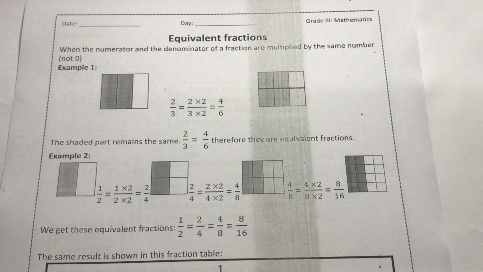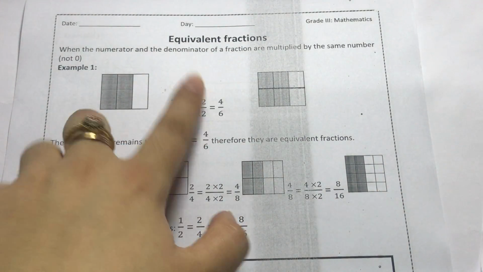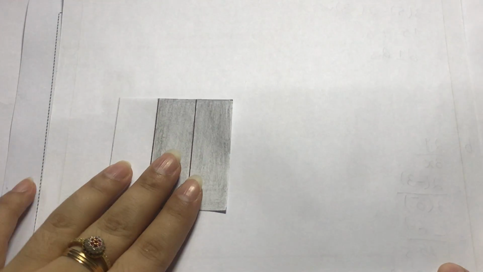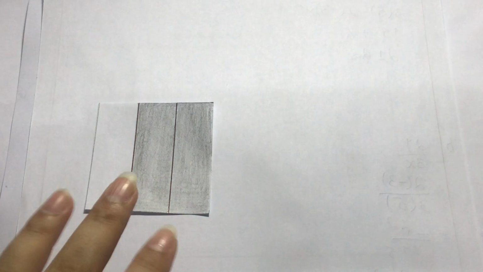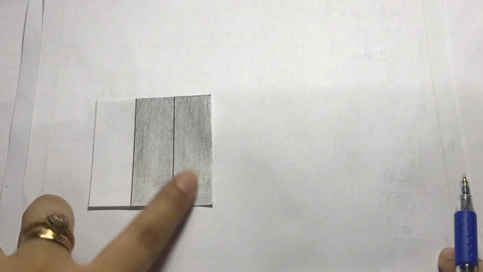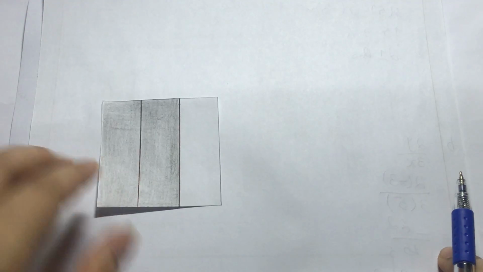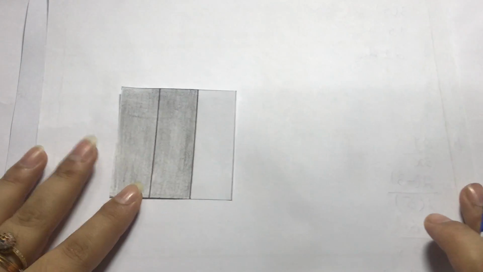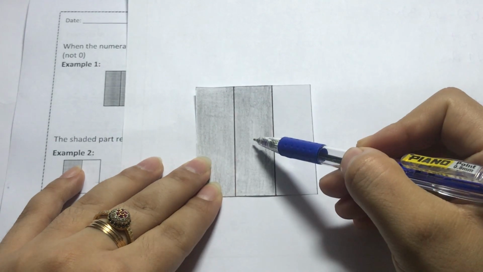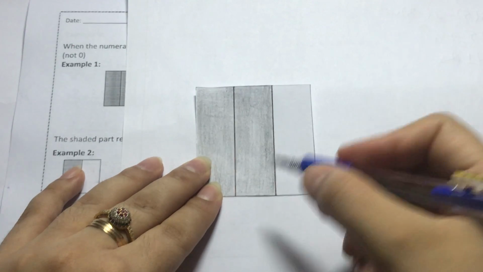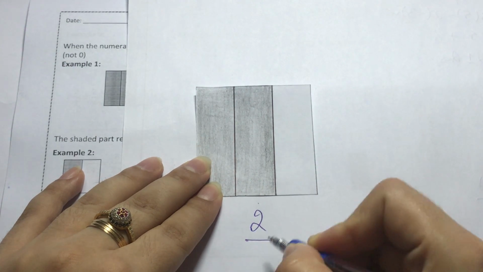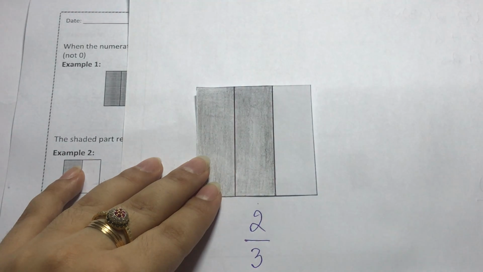Okay, now let's try to understand with these shapes, right? Here I have a square that is divided into 1, 2 and 3 equal parts, right? And what will be the fraction of this? Its 2 parts are shaded out of 3 parts. So its fraction will be equal to 2 parts out of 3 parts, right?